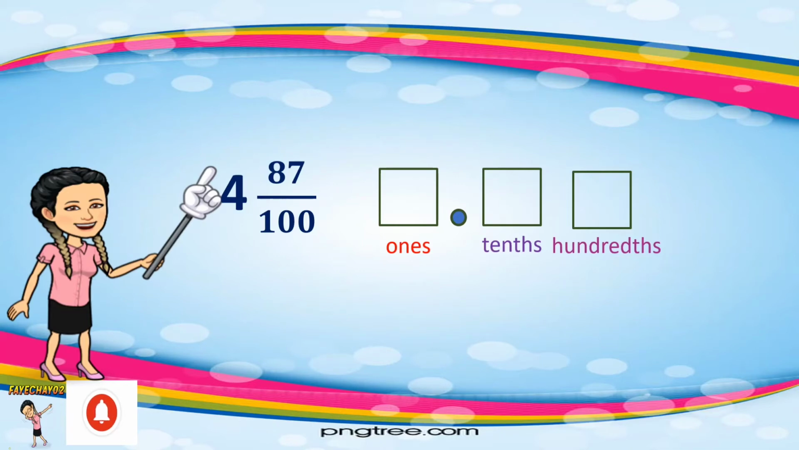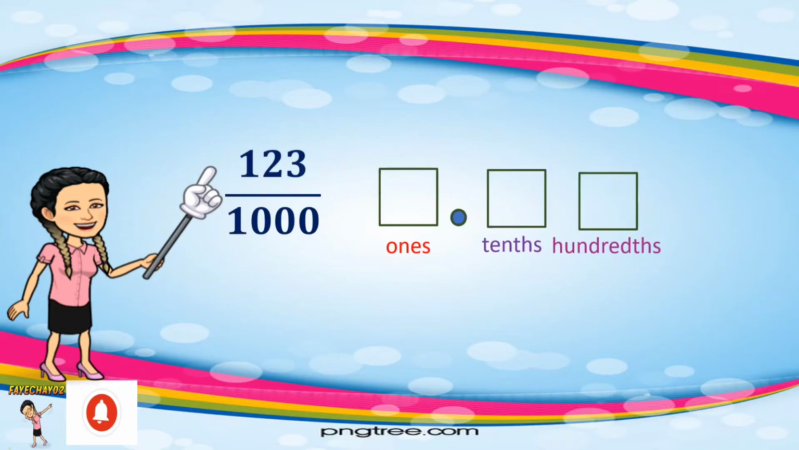Another one, we have 4 and 87/100. So again, put 4 in the ones place because 4 is the whole number. Then 8 in the tenths place and 7 in the hundredths place. So 4 and 87/100 can be written as 4.87.